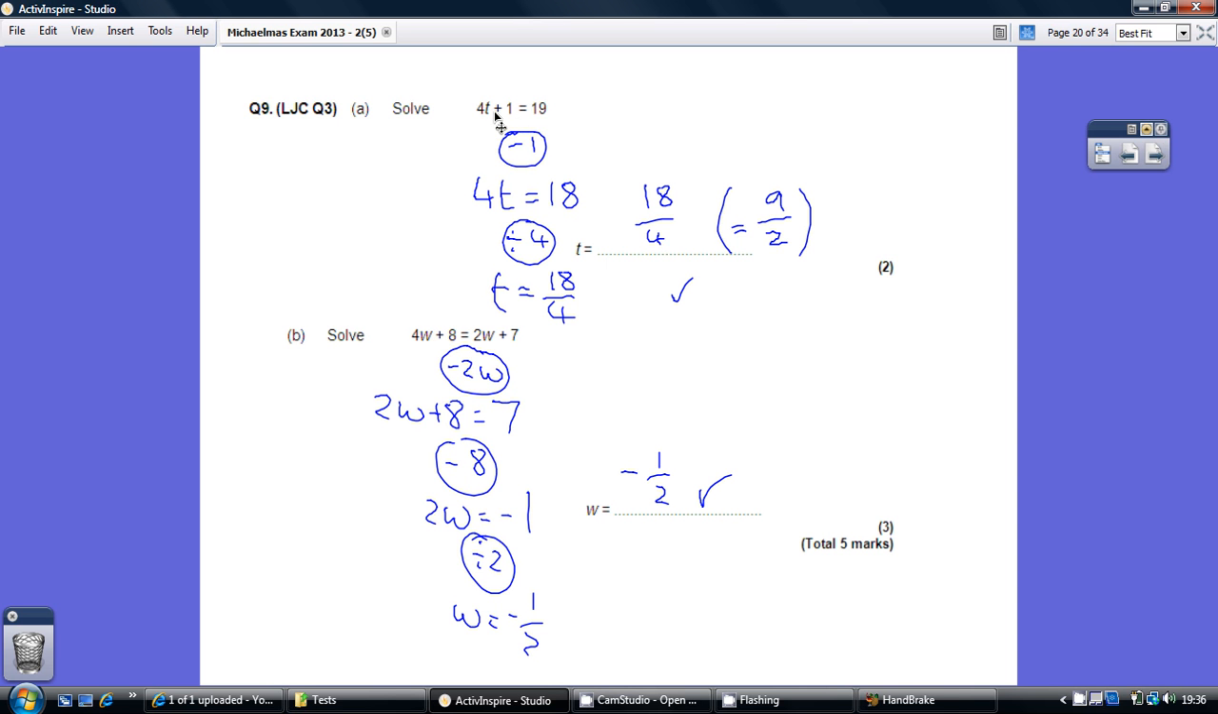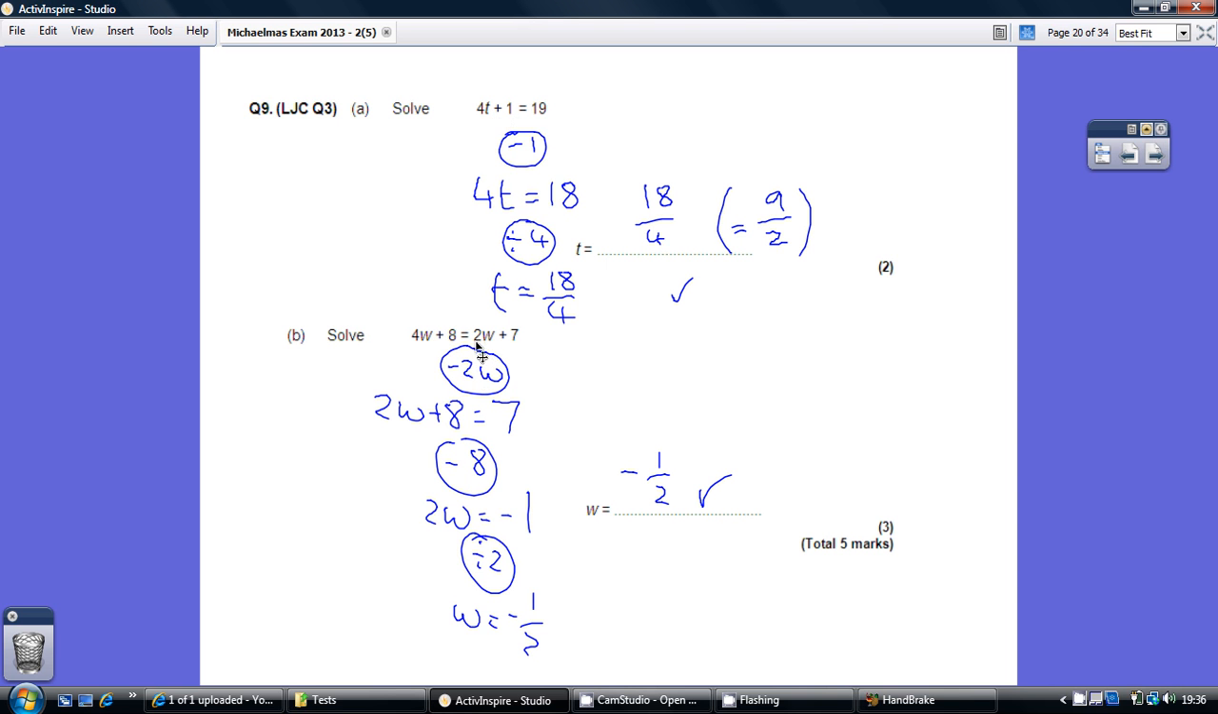So here, how do we undo the adding 1? We take away 1 from both sides. Then here, how do we undo this timesing by 4? We divide by 4. Same with part B.